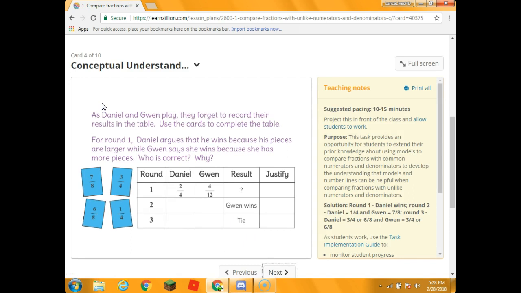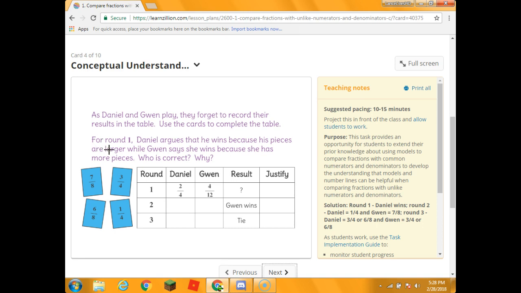As Daniel and Gwen play, they forgot to record their results in the table. Use the cards to complete the table. For round 1, Daniel argues that he wins because his pieces are larger, while Gwen says she wins because she has more pieces. Who is correct and why? So let's use our handy help of draw and zoom.